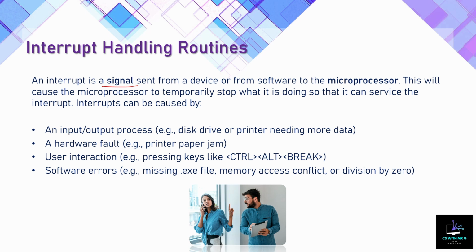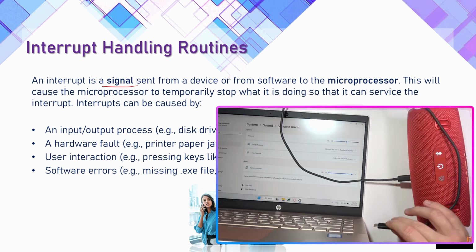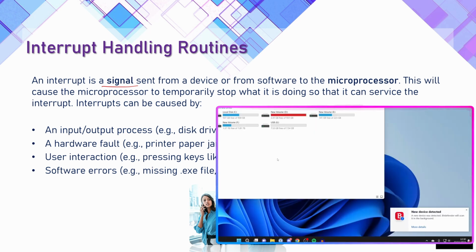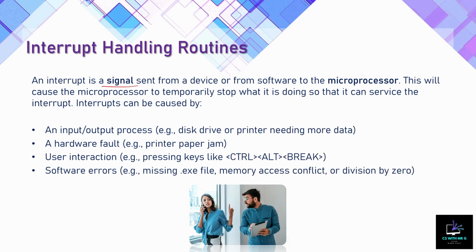And as you can see in examples below, we've got things like an input or output process, so plugging in a USB drive, plugging in speakers. If we plug in an input or output device and the computer needs to do something, the CPU will receive this signal, stop what it's doing, and make sure that it's dealt with there and then.